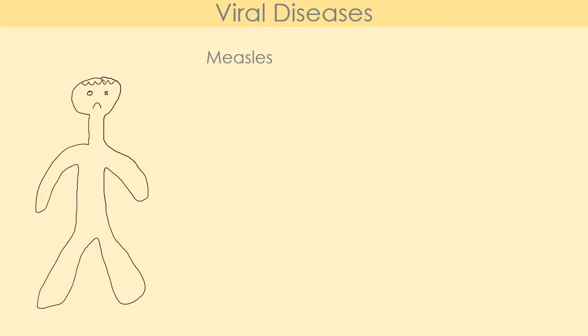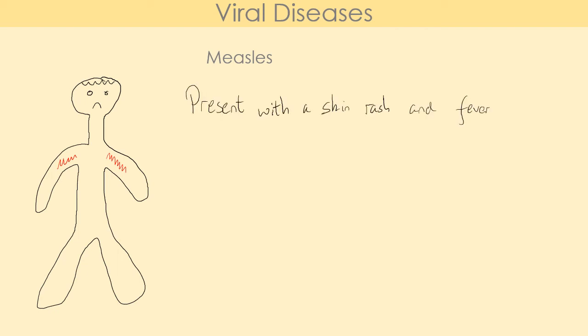We're now going to have a look at some different diseases. First, we're going to look at some viral diseases. The first one we will look at is measles. Now, someone with measles will present with a rash on their skin, and a fever.